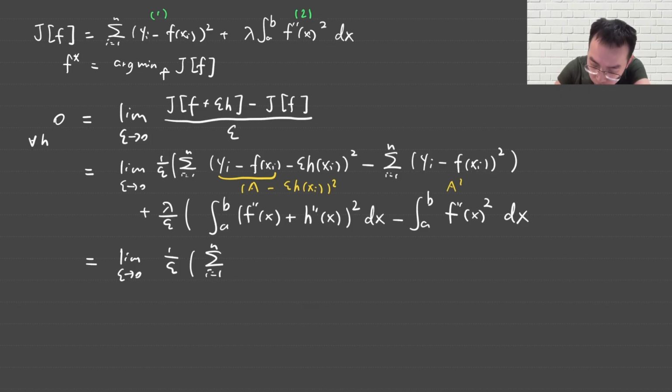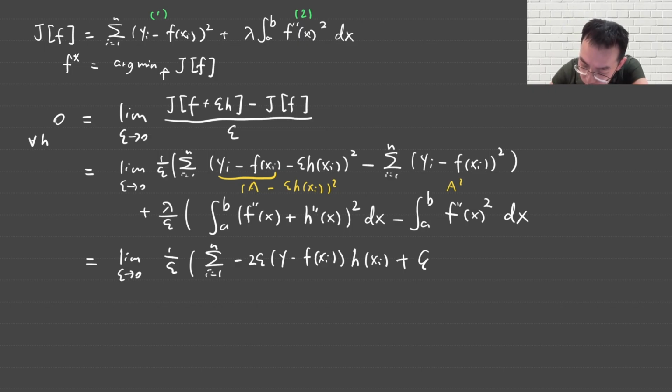So what we are left with for the first term is the summation from i equals 1 to n of 2 times (y_i minus f(x_i)) times, let me write epsilon in front, so 2 epsilon times h(x_i), plus, there should be a minus sign in here, plus epsilon squared h(x_i) squared. So that's going to be the first term.